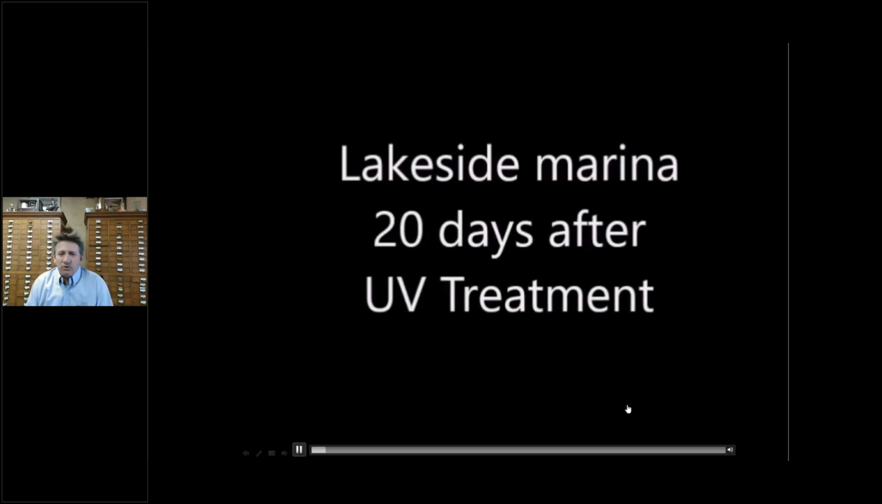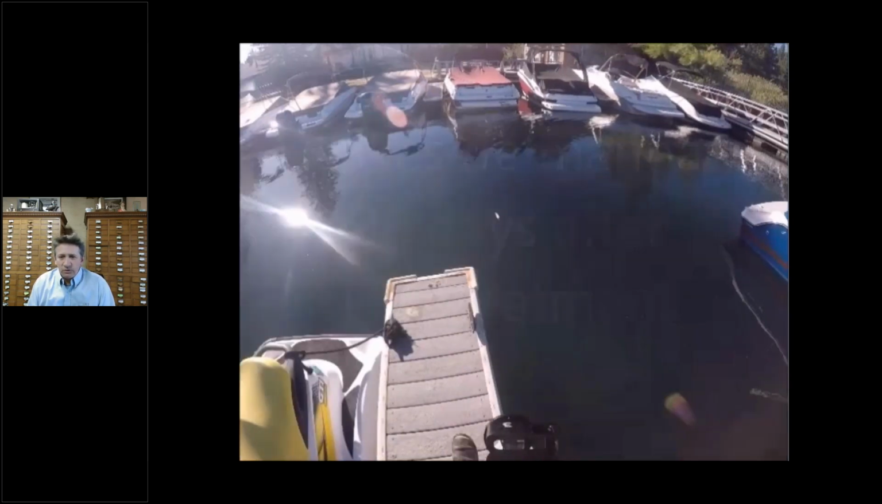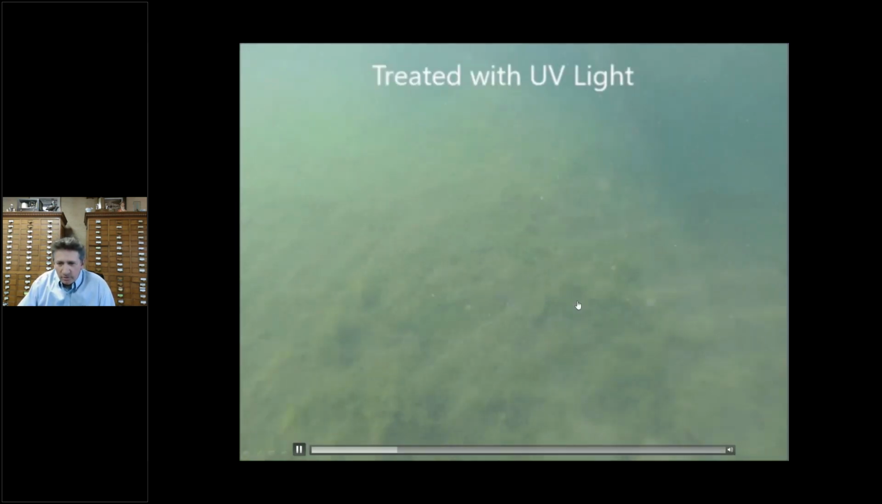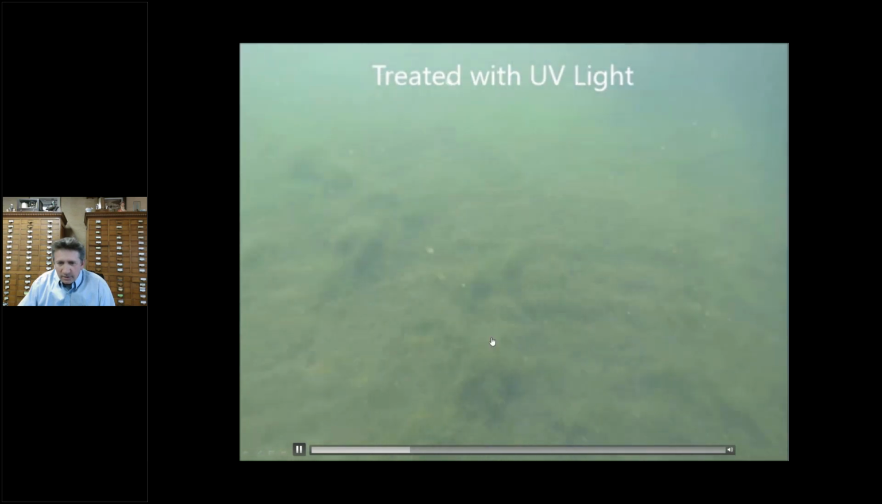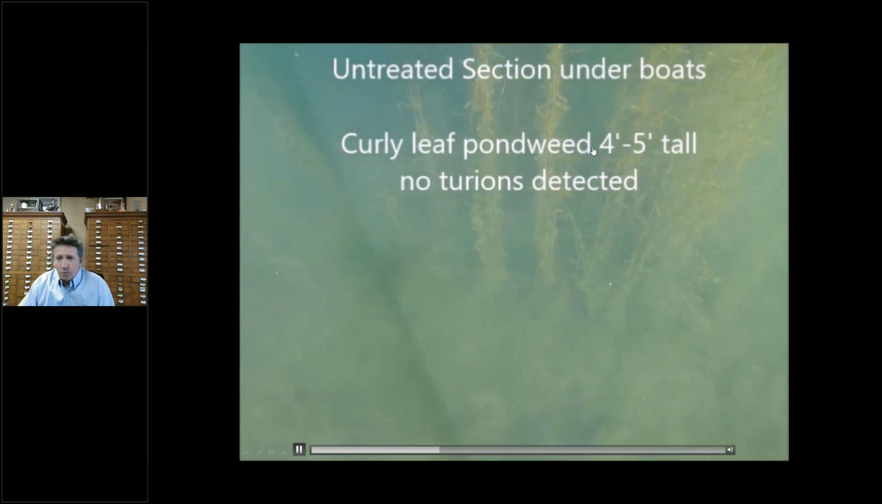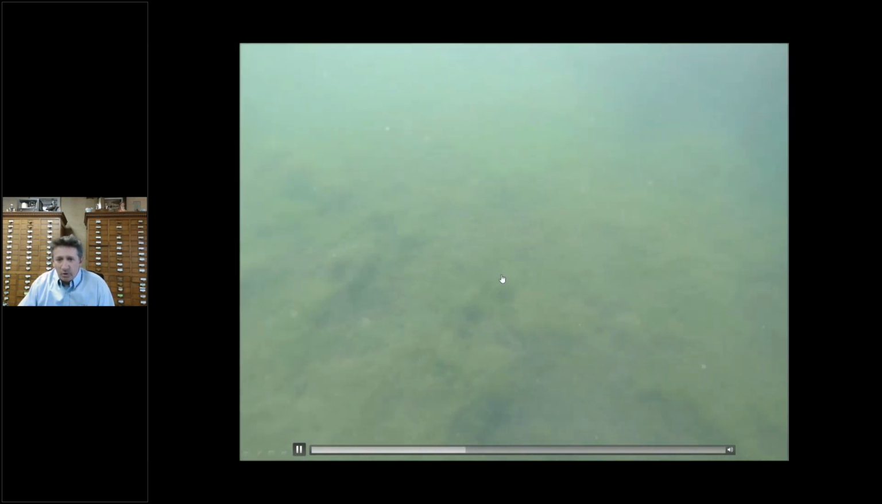So this is a short little video clip of the work done in the marina. And this first image is just 20 days after our first treatment this year. So we dropped the camera down about 7 feet and you can see the plants are already decomposing. Sort of looks like the beach image. These plants were not treated yet, and they're 4 to 5 feet tall curly leaf. If we didn't treat the marina, it would all look like that.